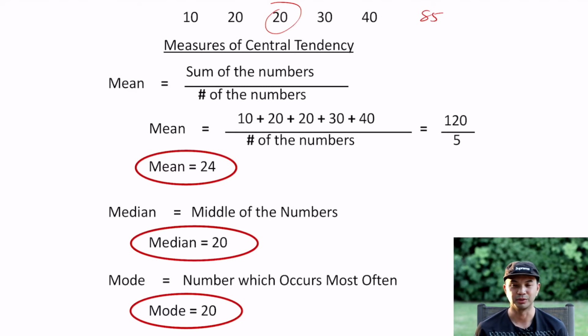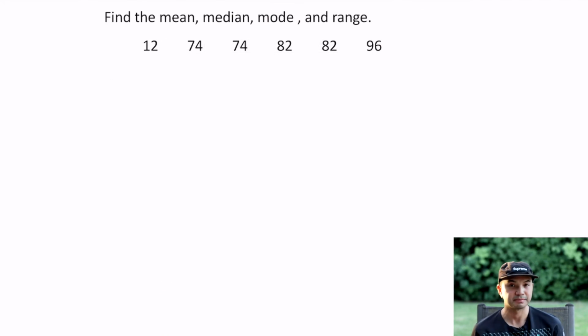Like, what's your favorite color? Blue, green, green, blue, blue, blue, blue, red, purple, blue. So the mode in that case would be blue. So let's take a look at this. You're trying to find mean, median, mode, and range of this set of data.